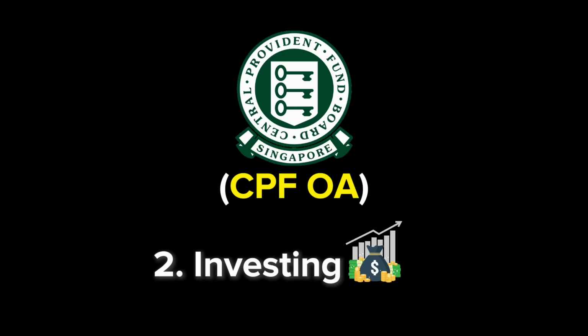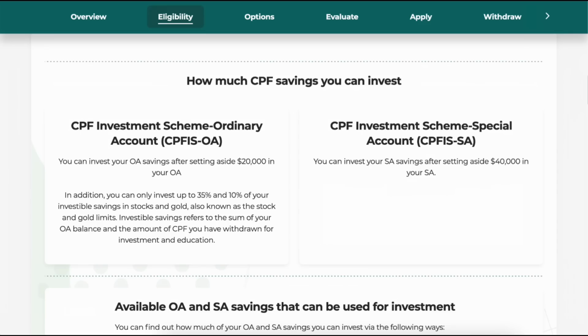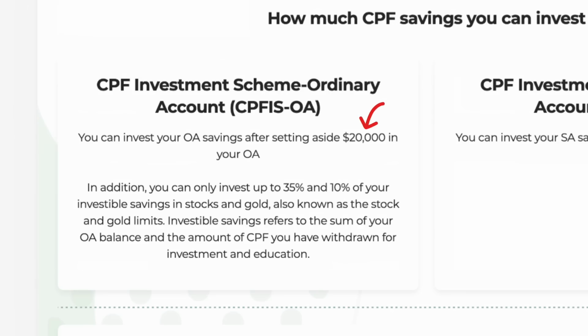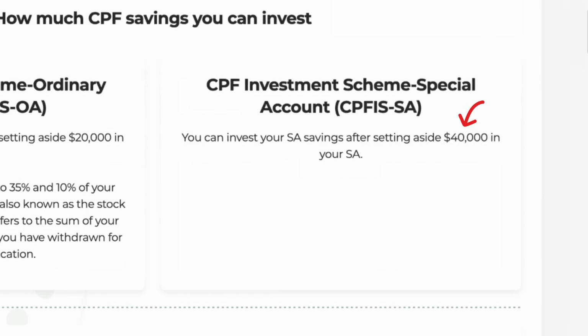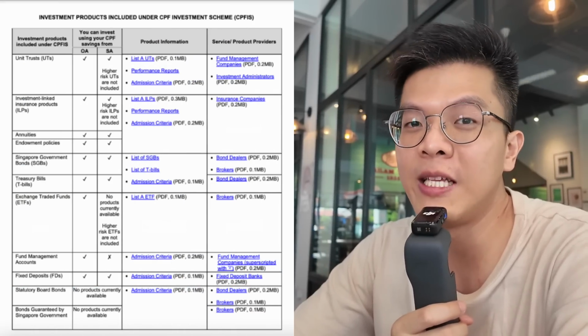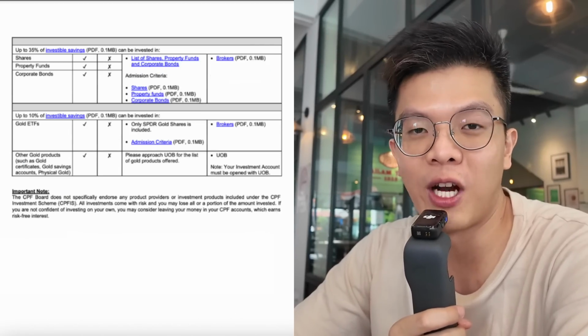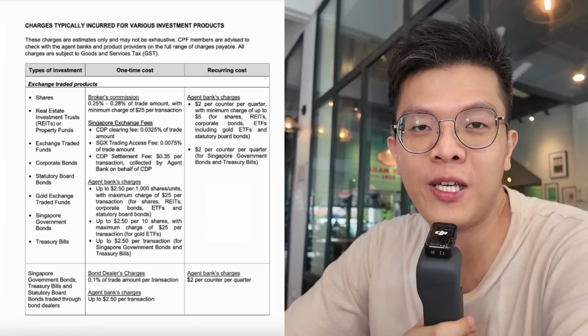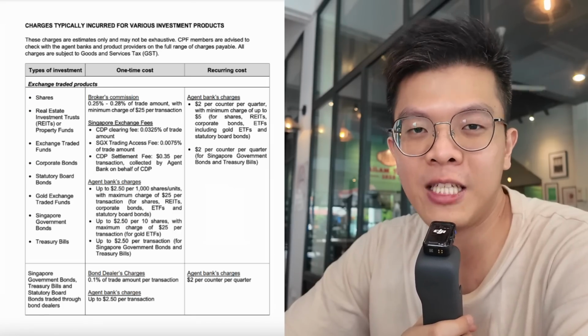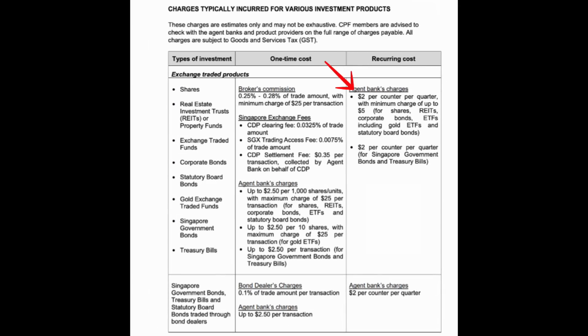Secondly, let's talk about using your CPF OA for investing, and the main requirement for using CPF OA is that you need to have at least $20,000 in your CPF ordinary account and or $40,000 in your special account if you want to use the special account to invest, but that's out of the question. And if you want to use CPF OA to invest, there's only a list of specific products that you can invest in, and you can refer to it right here. Also take note of the transaction fees and recurring quarterly fees, if any, from $2 per transaction and quarterly holding.